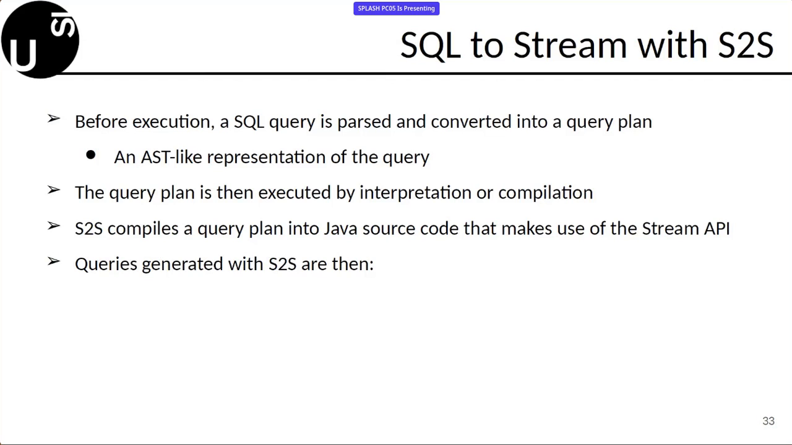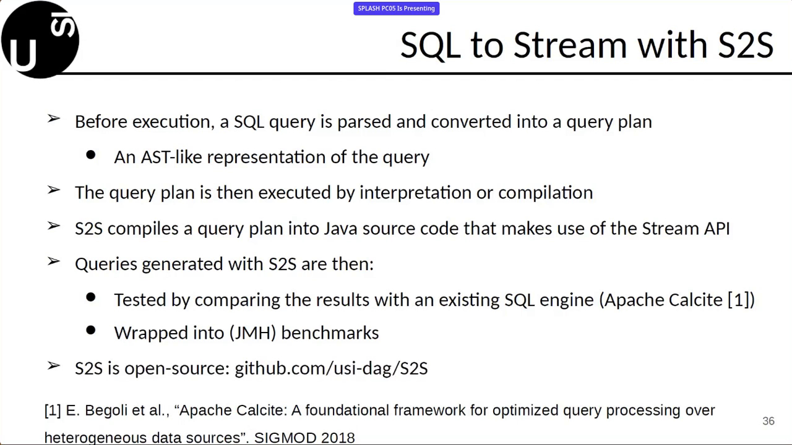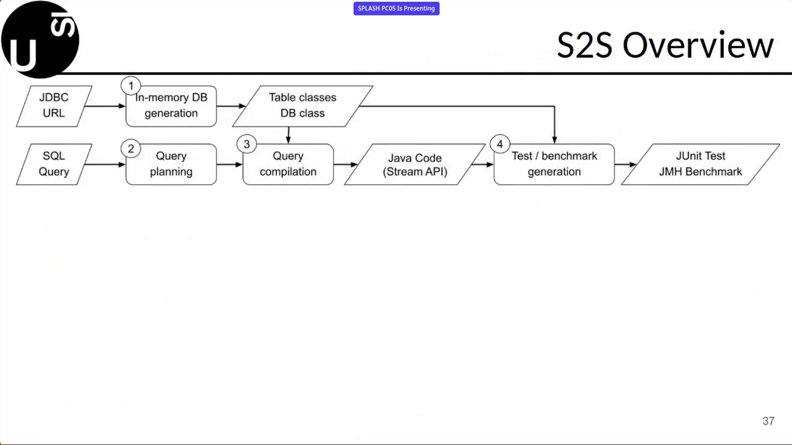The queries which are generated with S2S, after being converted to Java source code, are tested to prevent bugs in the tool by comparing the result with an existing SQL engine, which is Apache Calcite. And finally, they are wrapped into JMH benchmarks, where JMH is a very widely used tool to evaluate the performance of Java code. S2S is currently available on GitHub as open source code.